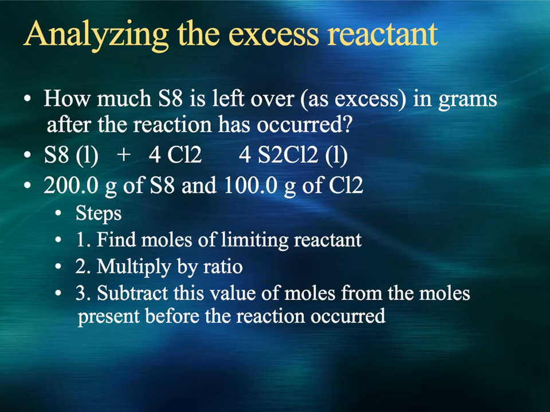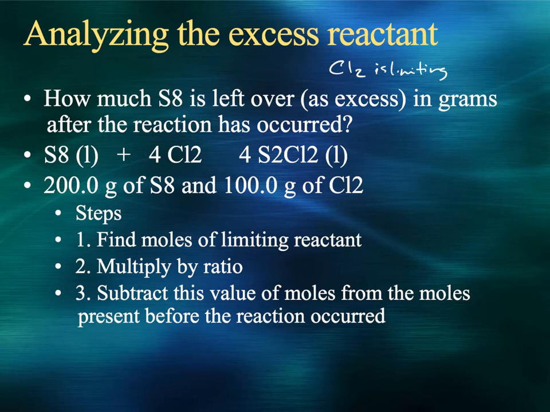Okay, so what happens if the problem says something like this? How much S8 is left over as excess in grams after the reaction has occurred? Okay, so we know immediately just by reading this that the chlorine is limiting. It's the limiting reactant. Just by reading that, it says that the S8 is in excess. That means you've got more of it. We want to figure out how much is left over. Okay, so going back to that chocolate chips and sugar example, you got a ton of sugar left over. Well, here, let's figure out how much of the sulfur is left over after the reaction.